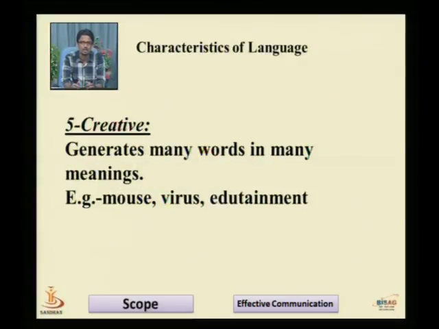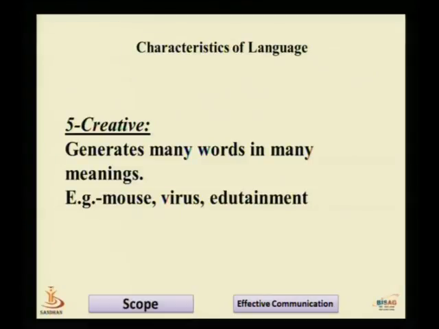Language is creative. It generates many words in many meanings. See, mouse, the very first example. Mouse means આપણી ગુજરાતી ભાષામાં માઉસ એટલે આપણે ઉંદર પણ કરી શકીએ છીએ અને માઉસ કમ્પ્યુટરમાં વપરાતું જે સાધન છે એને પણ આપણે માઉસ કહીએ છીએ. So whenever you are using this kind of words, it depends on you how exactly you want to mean, right?